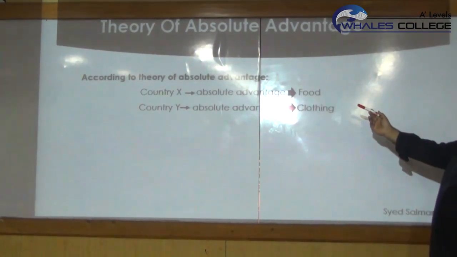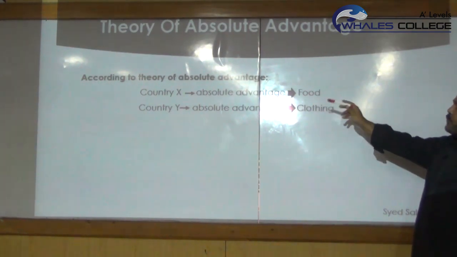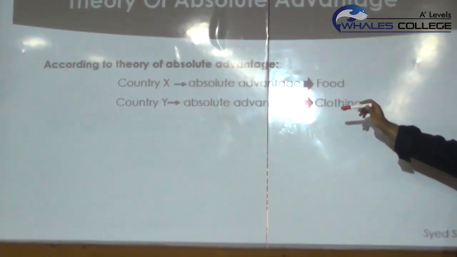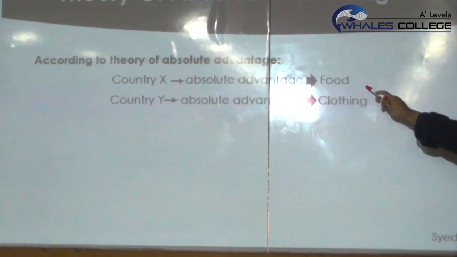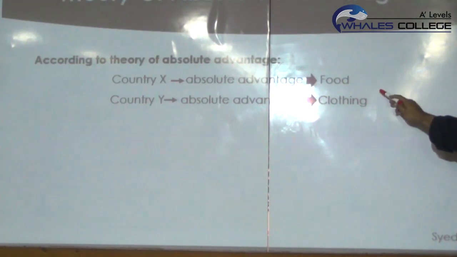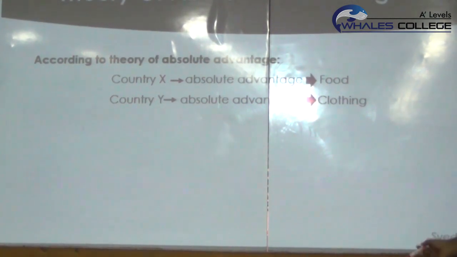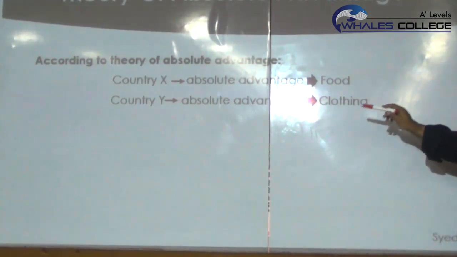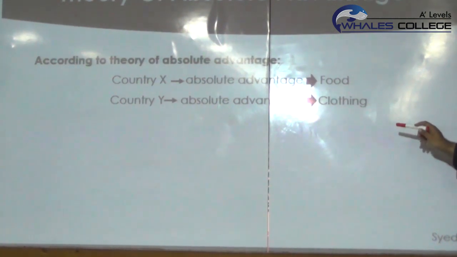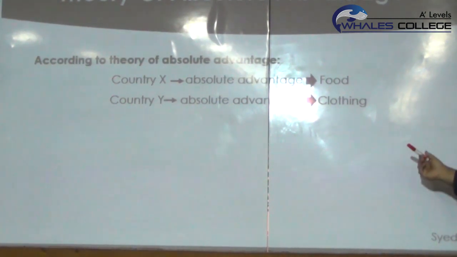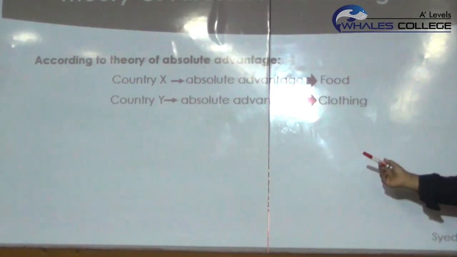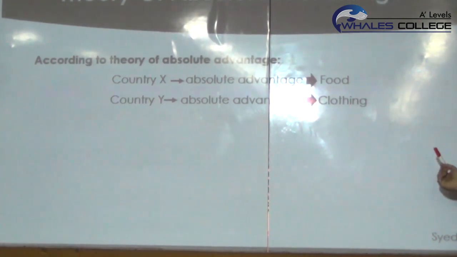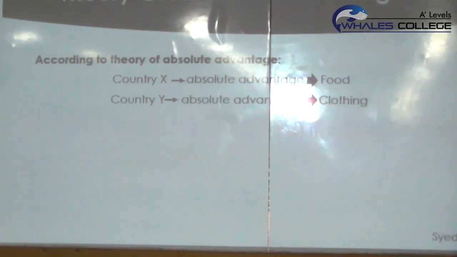Now you can see that according to absolute advantage, because the output produced by country X in food is greater than country Y, we can say that country X has an absolute advantage over country Y in food production. However, country Y has more units of clothing as compared to country X. So we can say that country Y has an absolute advantage in producing clothing, as country Y is producing more units of clothing with the same set of resources as compared to country X.